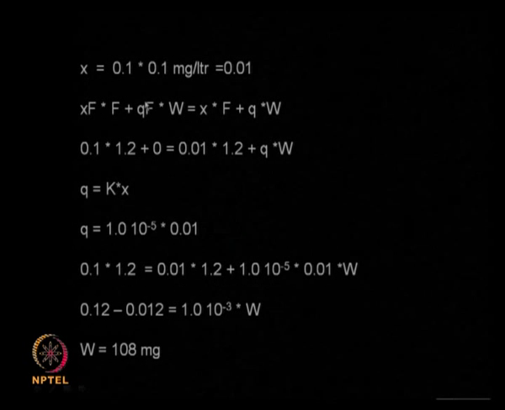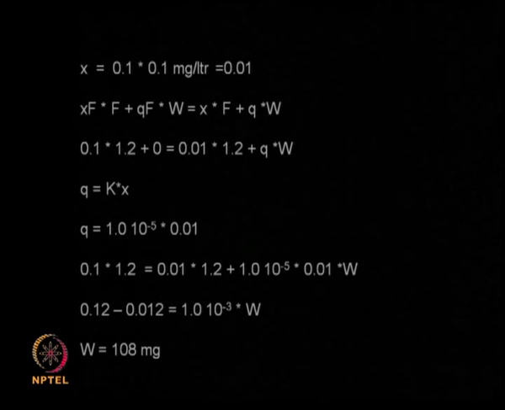Because Qf is 0, you are adding fresh adsorbent, so this term will become 0. Then you take 0.1 as your feed, and you are taking 1.2 liters of the solution, so you have 1.2 liters here and 1.2 liters here, and x is 0.01. Q and x are related like this: Q equal to Kx. K is given, and Q is equal to K into x, where x is equal to 0.01. So, you can substitute this term inside. All you do not know is W, that is the quantity of adsorbent required to adsorb 90% of the solute in the feed. That gives you 108 milligrams as W.